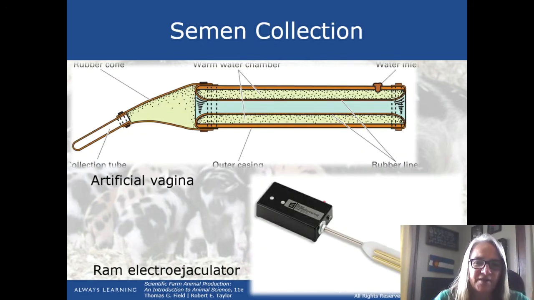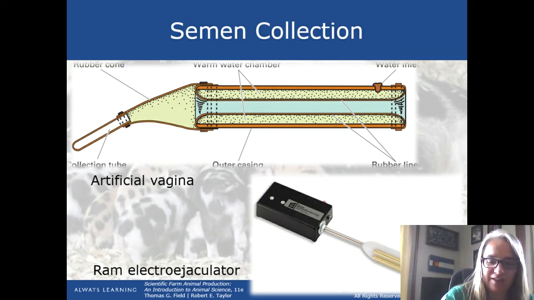The top picture on this slide is a picture of an artificial vagina. You can see that on the left-hand side, the semen is then kind of dropped into a collection tube. We try really hard to scientifically keep that collection specimen very clean, keep oxygen away from it, because all of those are things that could harm the sperm viability. And then the picture on the bottom is what is used to collect some animals, and it's called a ram electroejaculator.